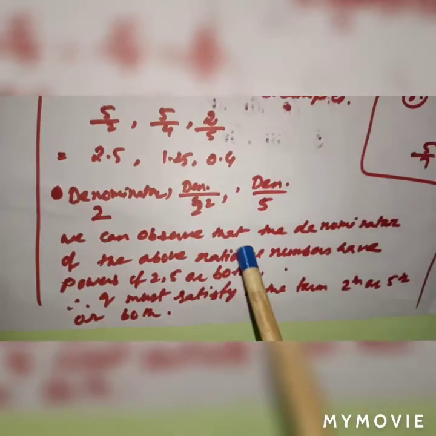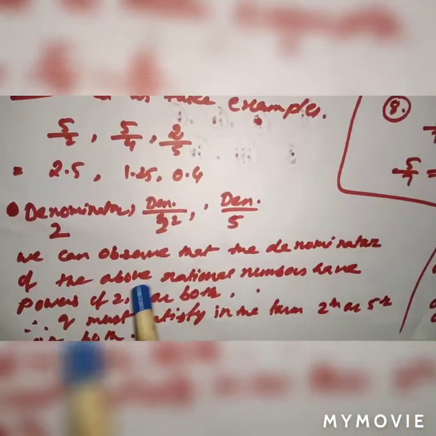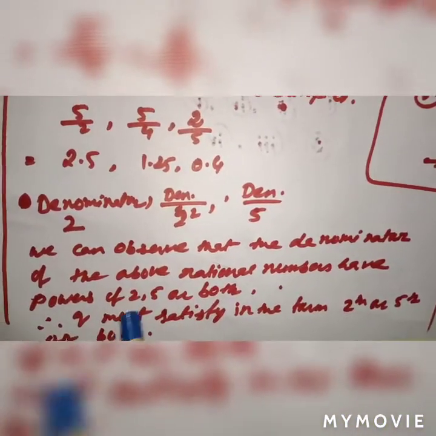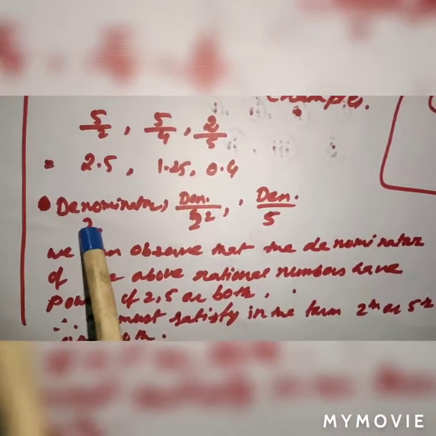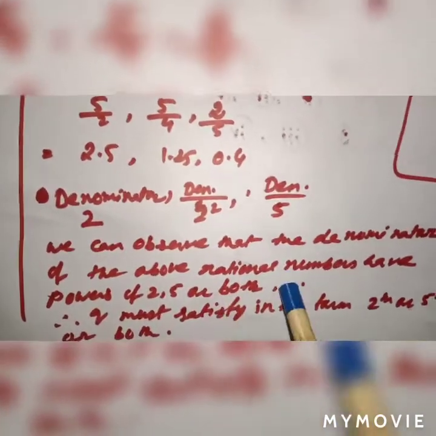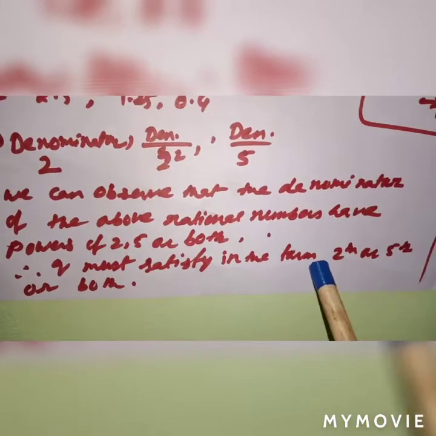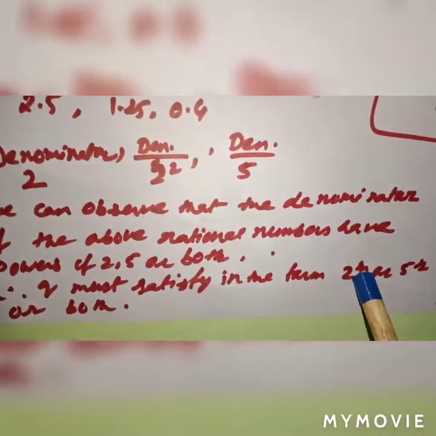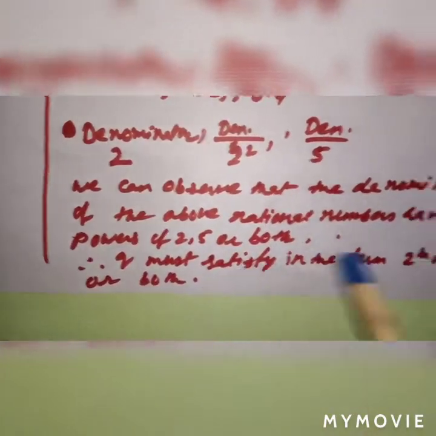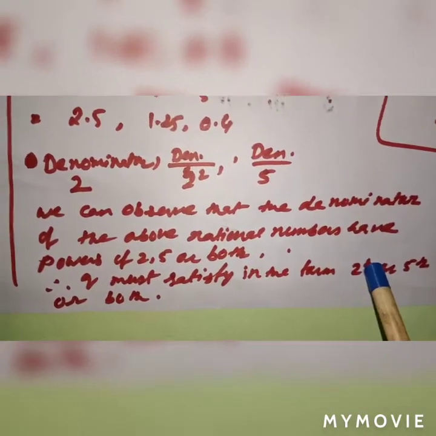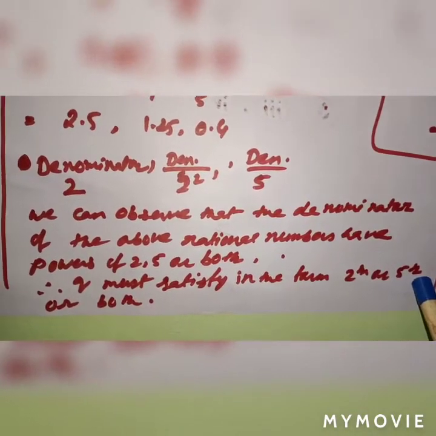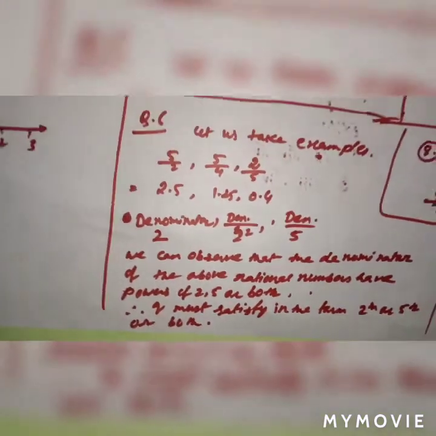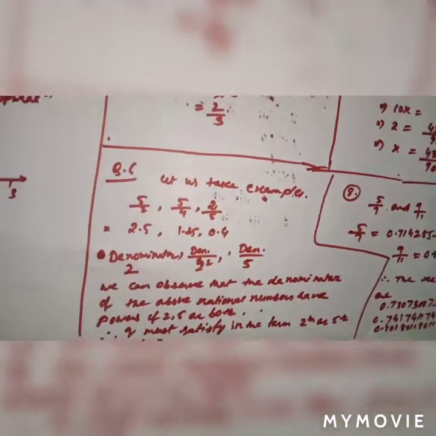Then we can observe that the denominator of the above rational numbers has powers of what? Powers of 2, 5 or both. So q must satisfy the form 2^m or 5^n, either 2 or 5 or both. 2^m is understood, no? m is the power, any number, and in 5^n, n is any number, or both. Understood? Okay, then all of you understood this one.